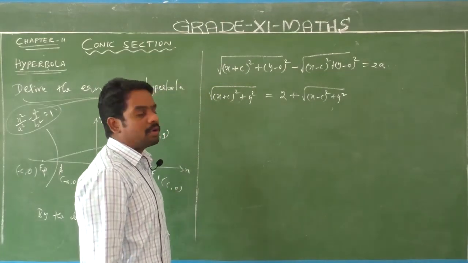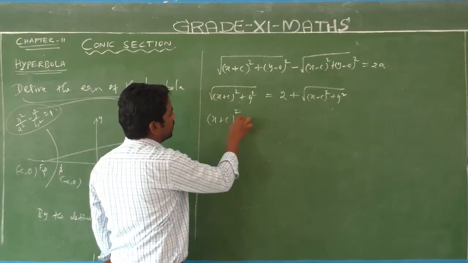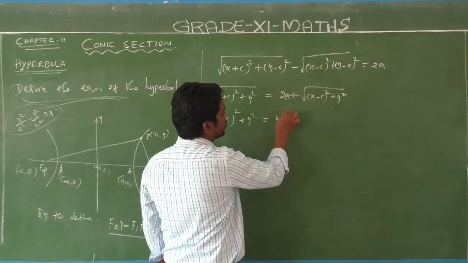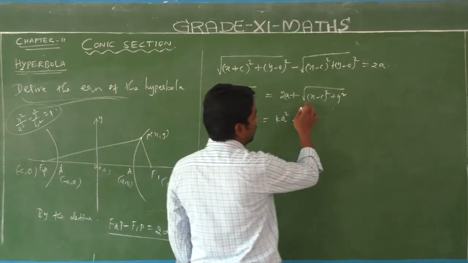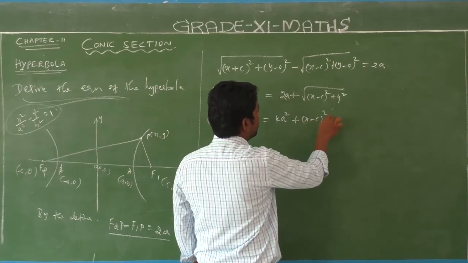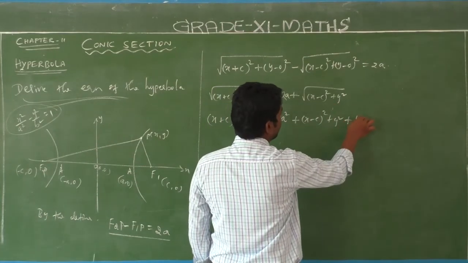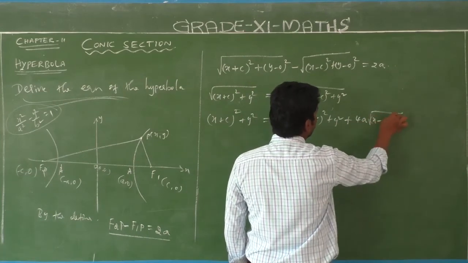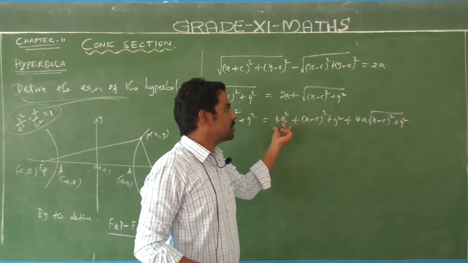Take square on both sides. So x plus c the whole square plus y square is equal to 2a the whole square, which is 4a square, plus x minus c the whole square plus y square, since the square and root cancel, plus 2 into 2a, that is 4a, into root of x minus c the whole square plus y square. This is the a plus b whole square formula: 2a the whole square plus b square.